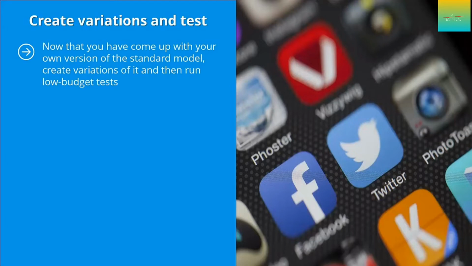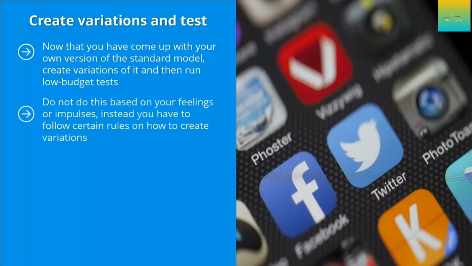Now that you have come up with your own version of the standard model, create variations of it and then run low-budget tests. Do not do this randomly. Do not do this based on your feelings or impulses. Instead, you have to follow certain rules on how to create variations. Otherwise, you wouldn't know which part of the ad accounts for its greater success. I've seen this happen many times. In fact, I've committed this mistake before.